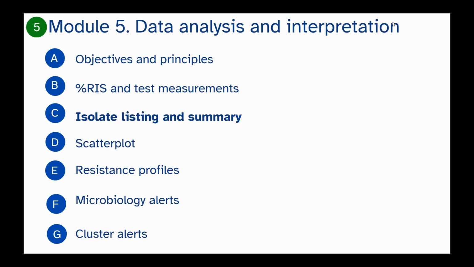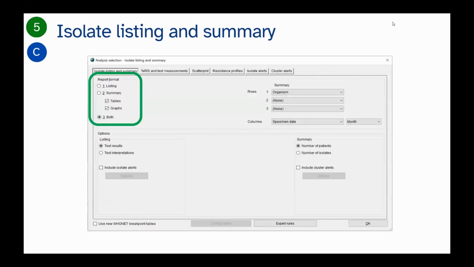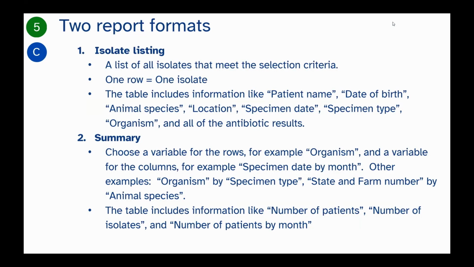Moving on now to the next analysis, which is isolate listing and summary. We see there are 2 output formats, listing and summary, and we will discuss both of those. In the listing, you will see a list of all isolates that meet the selection criteria. 1 row is equal to 1 isolate. The table will include information like patient name, date of birth, animal species, location, specimen date, specimen type, organism, and the antibiotic results.